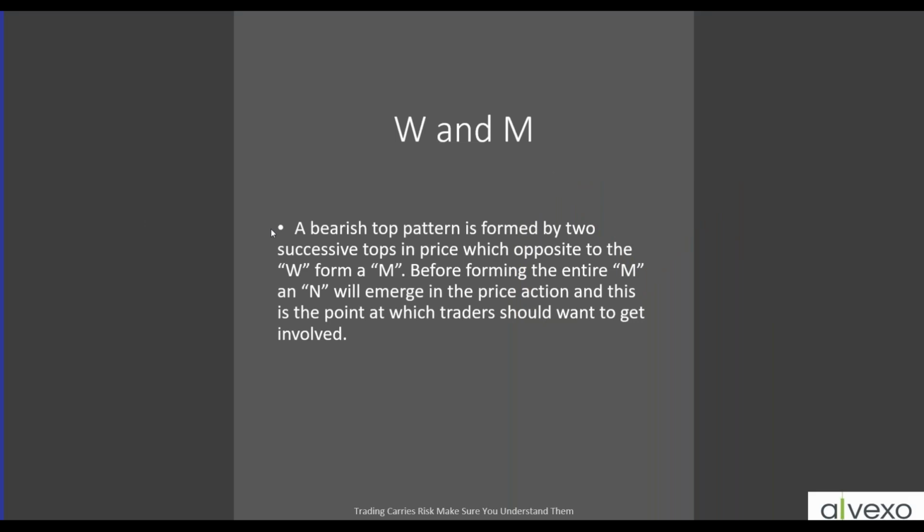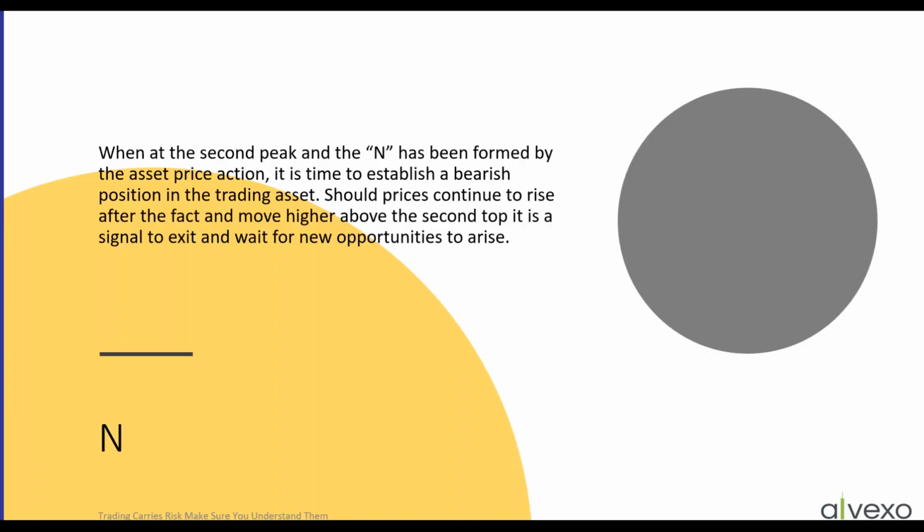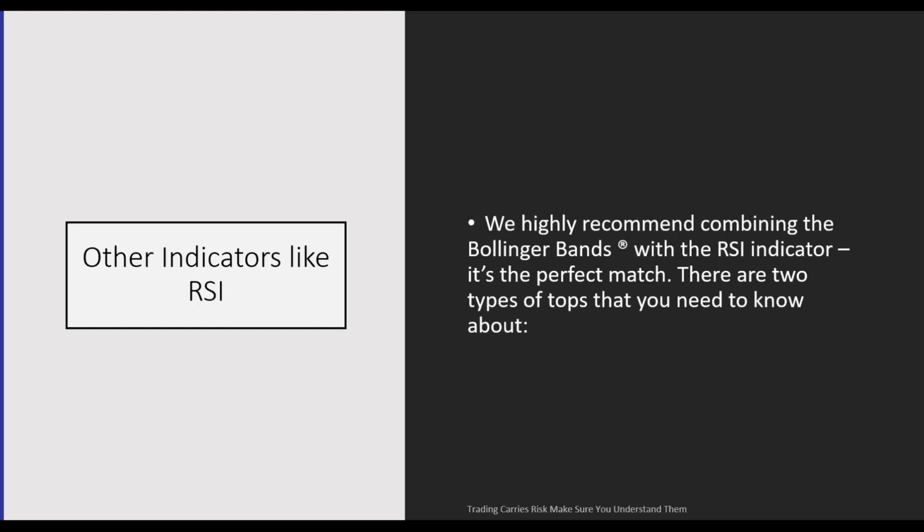So a bearish top pattern is formed by two successive tops in price, which, opposite of the W formation, form the M. Before forming the entire M, an N will emerge in the price action, and this is the point at which traders should get prepared to be involved. Now, this works extremely well by combining it with RSI. RSI and Bollinger Bands make a perfect match.